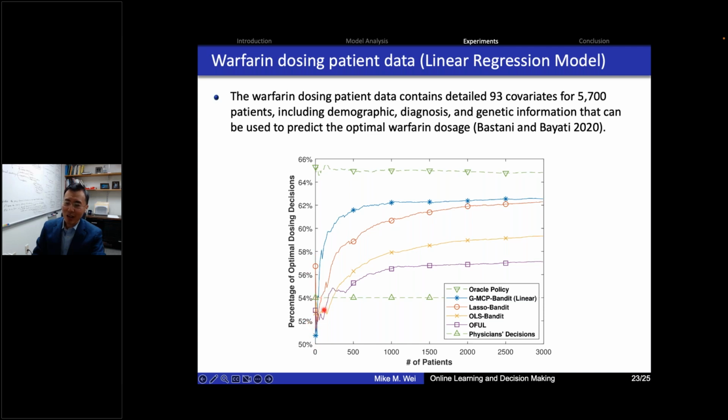As you can see, as long as we have observed 40 customers' dosing decisions, then our MCP bandit algorithm's accuracy is going to exceed the physician's decisions. And we are going to reach about 62% accuracy when we have 1,000 patients arrived. And that means by using the MCP bandit algorithm, we improve the percentage of optimal dosing decisions and close the gap by 70% between the physician's decisions and the oracle decisions.